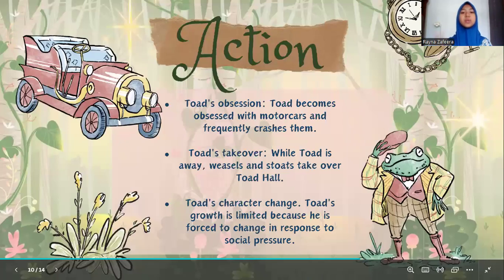This book has 3 main actions. First is Toad's obsession. Toad becomes obsessed with motor cars and frequently crashes them. Next is Toad's takeover. While Toad is away, Weasels and Toads take over Toad Hall. And the last is Toad's character change. Toad's growth is limited because he is forced to change in response to social pressure.